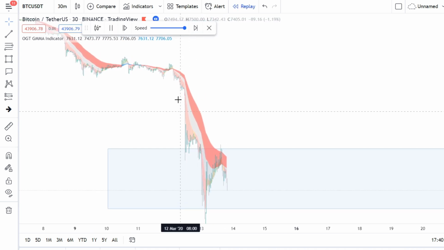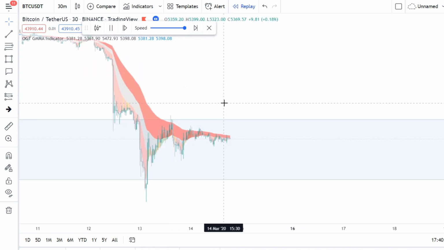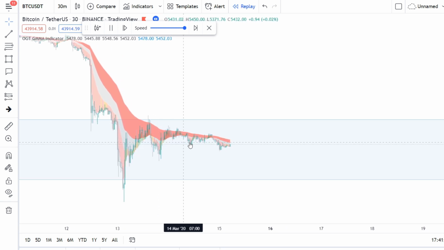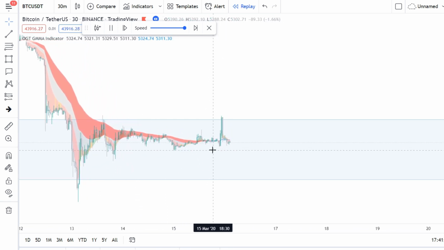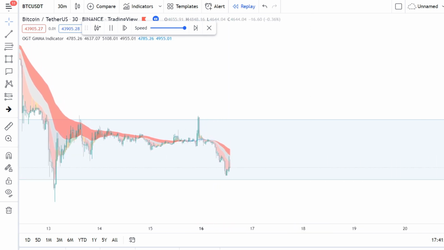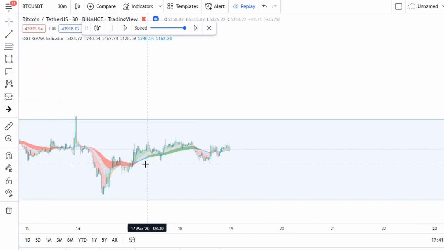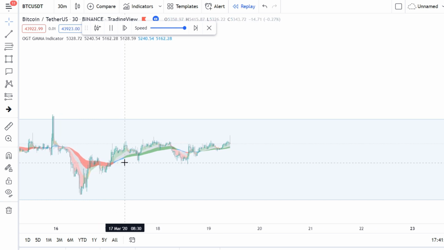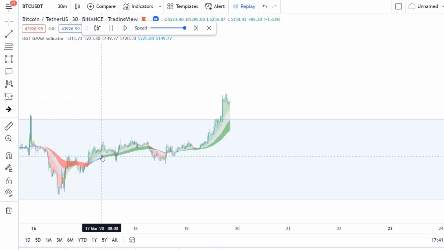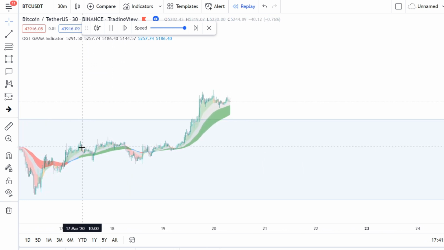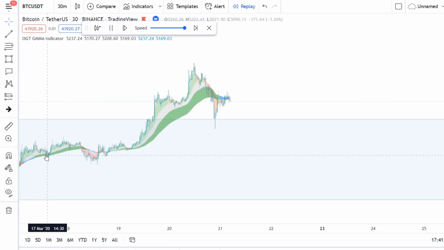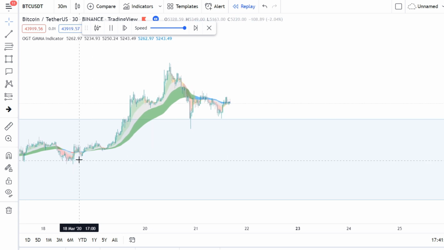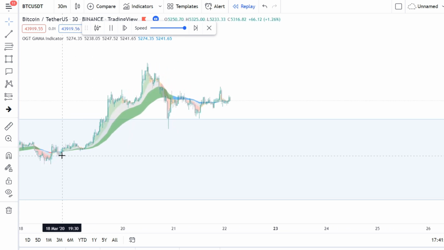So as you can see, there was a big drop, and then we simply wait a few days for the long-term trend on the 30-minute time frame to switch to green. We finally saw a change, and we see that it is green. So this is a nice opportunity to take your first buy trade, to start investing into the Bitcoin cryptocurrency.